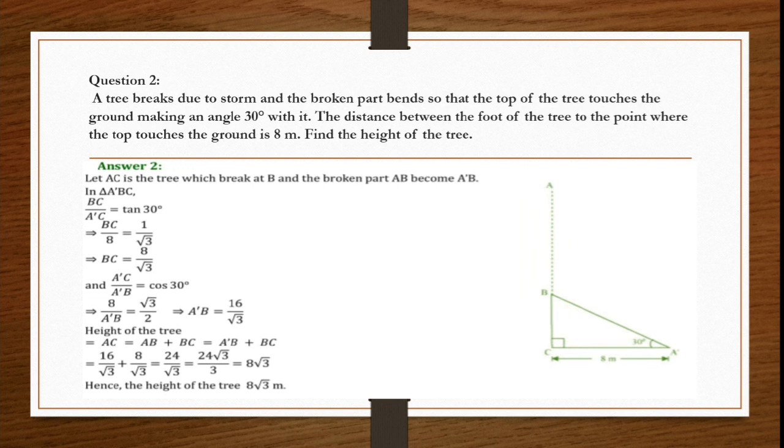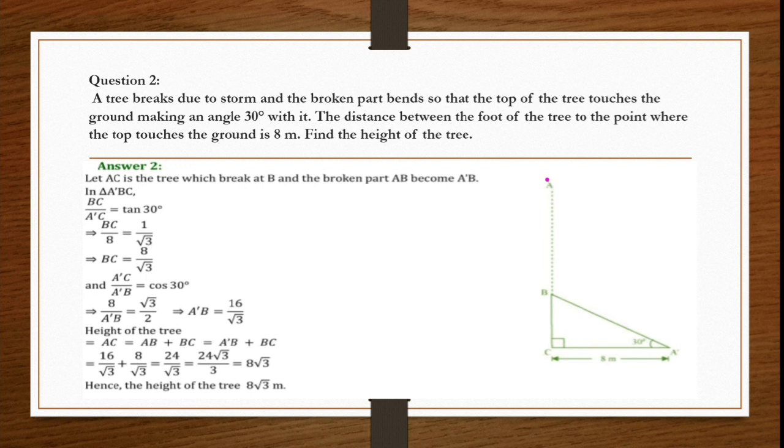A tree breaks due to storm and the broken part bends so that the top of the tree touches the ground, making an angle 30 degree with it. The distance between the foot of the tree to the point where the top touches the ground is 8 meter. Find the height of the tree.